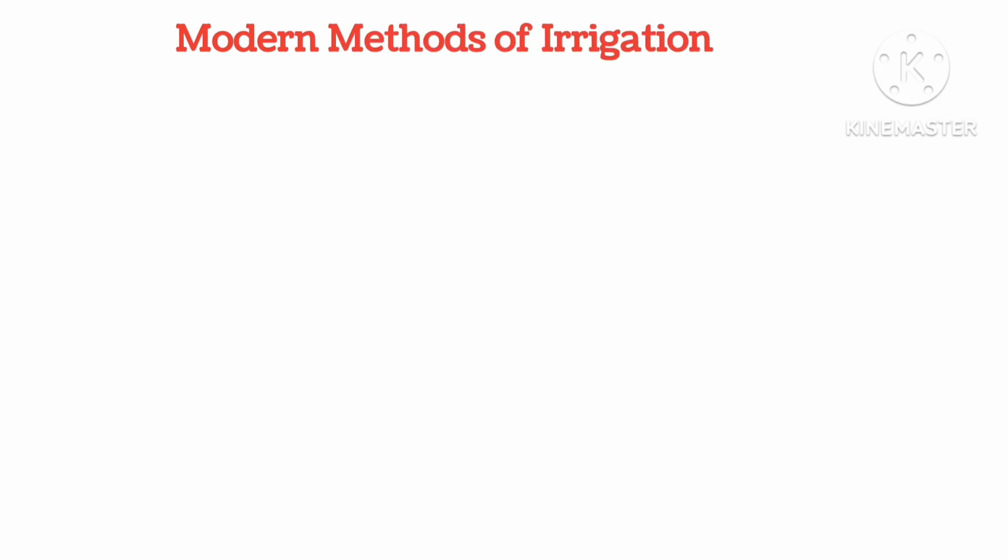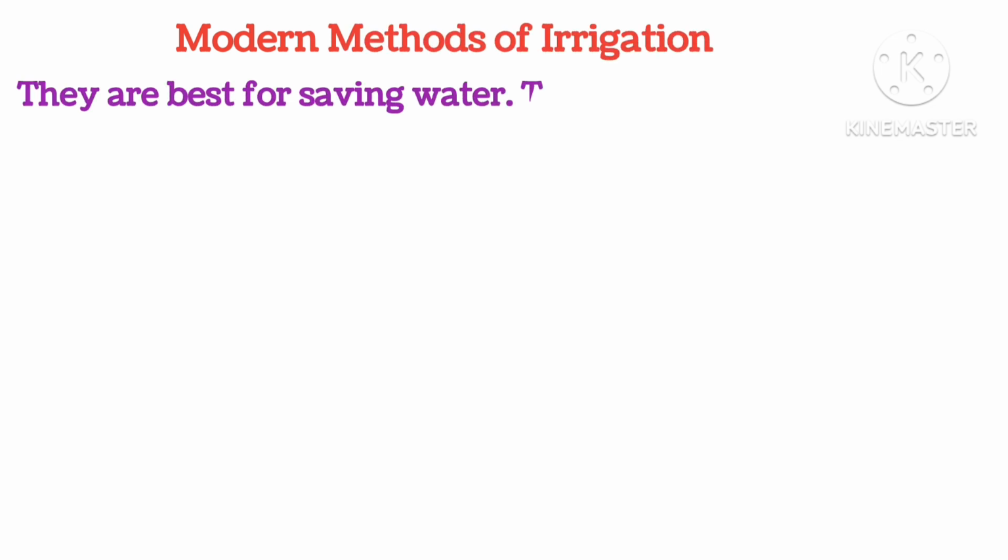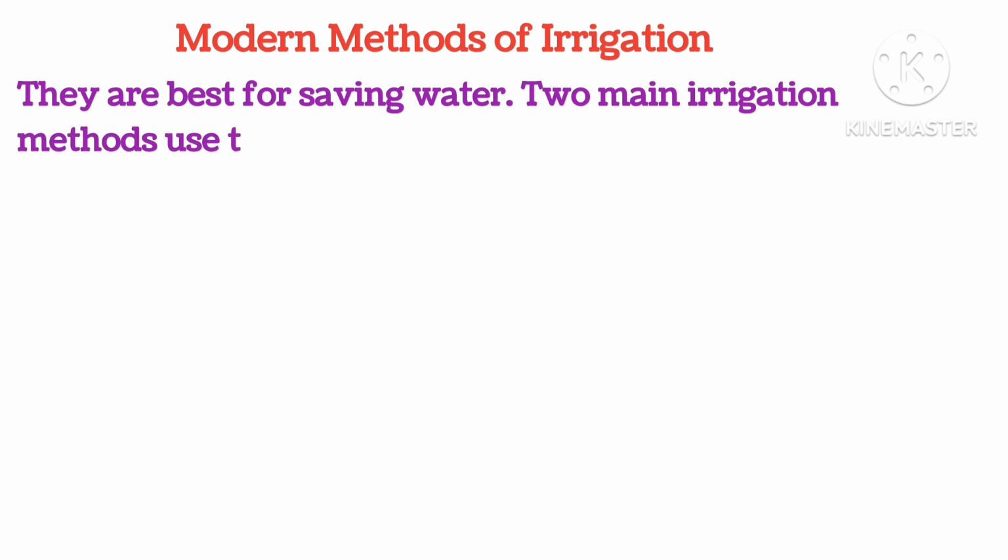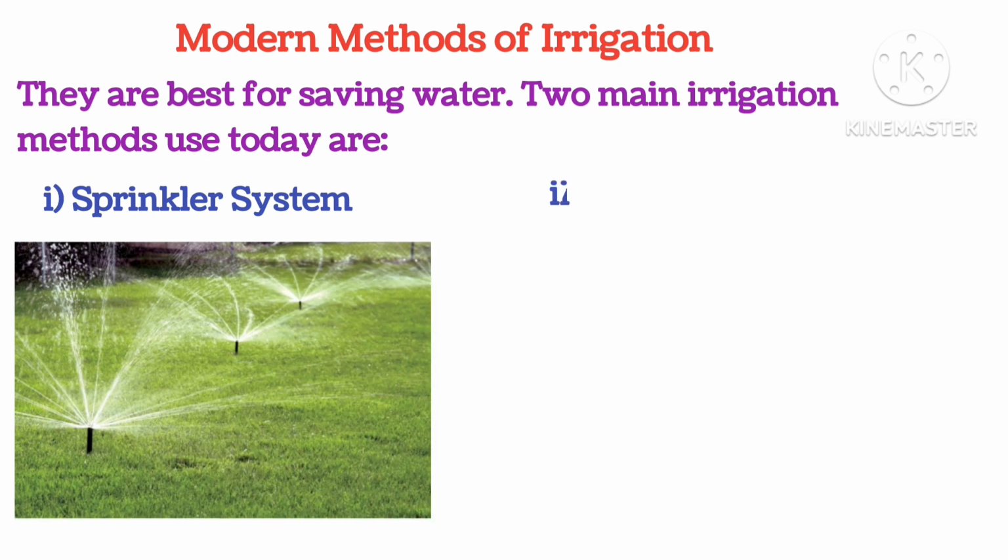Modern methods of irrigation are best for saving water. Two main irrigation methods used today are the sprinkler system and the drip system.